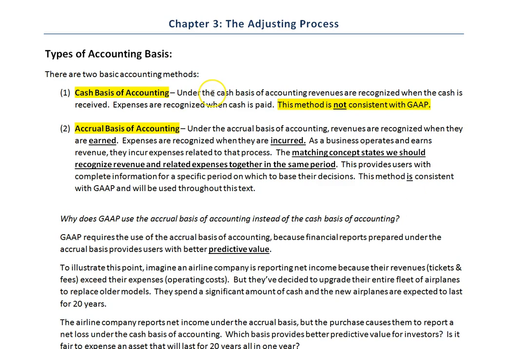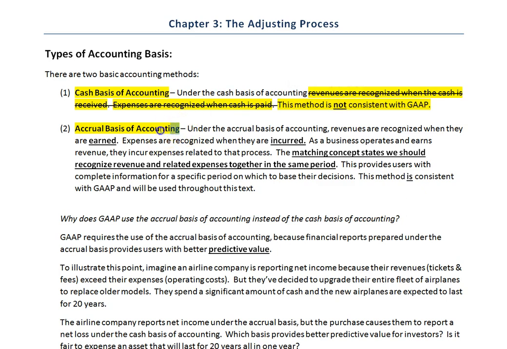But under the cash basis of accounting, cash revenues are recognized when the cash is received. Expenses are recognized when the cash is paid. So it all centers around the cash changing hands. But there are serious limitations to this, and it's not the definitions I want you to know. When I ask for the definition of revenue, I don't want you to say revenue is recognized when cash is received. These are definitions we can pretty much forget unless the problem explicitly says under the cash basis of accounting. We're not going to emphasize it because this is not the GAAP method.